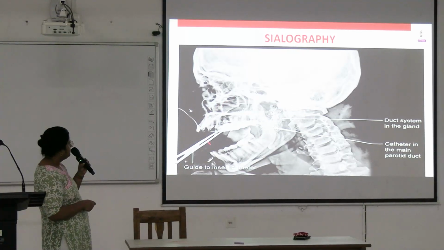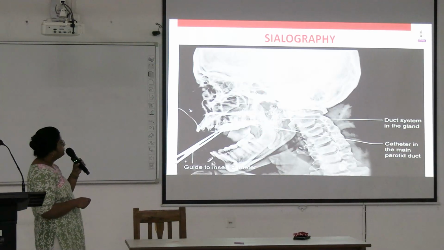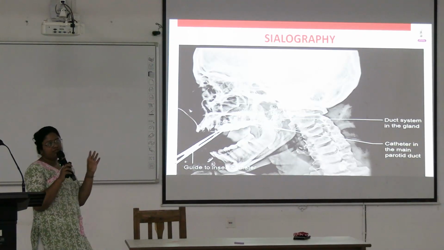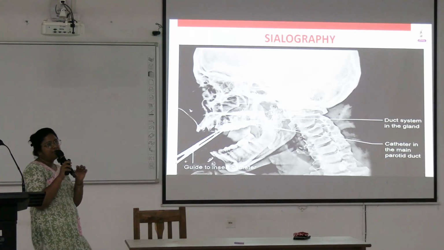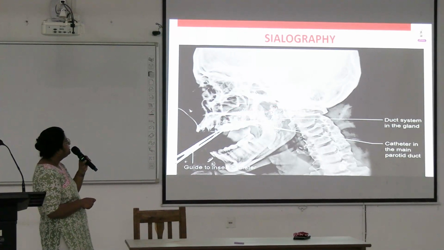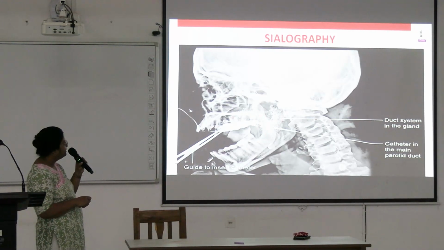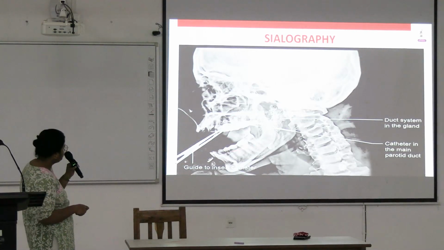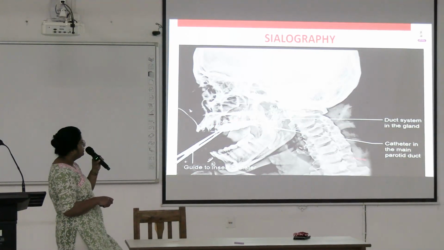See here, this is the catheter in the main parotid duct. The parotid gland has been visualized with its duct system. The parotid duct opens opposite the upper second molar tooth, so you have to locate the opening of the parotid duct. A cannula is passed through the duct and a dye is injected to visualize the duct system of the parotid gland. So here is the duct system of the gland, looking like this. There is no obstruction. This is a normal sialogram, and this is the location of the catheter in the main parotid duct.